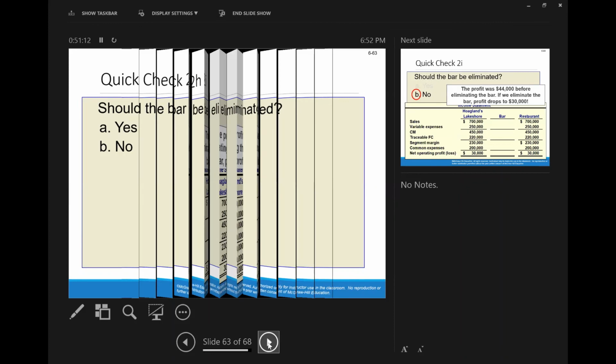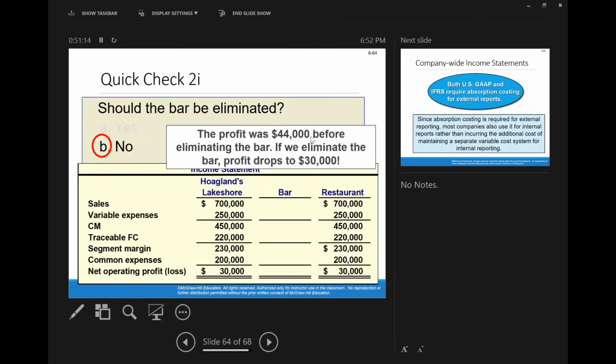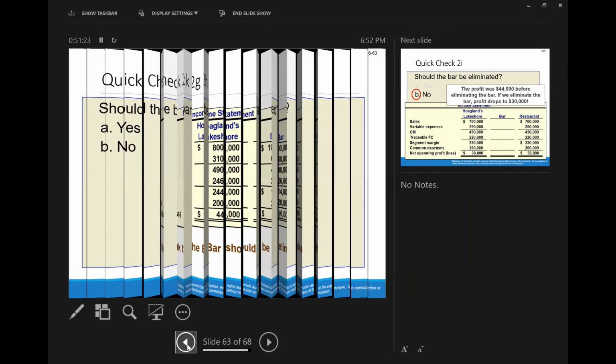So the answer would be no. The profit was $44,000 before eliminating the bar. If we eliminate the bar, the profit drops by $30,000. And why does it drop by $30,000?